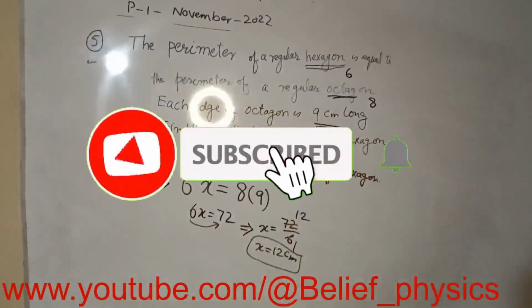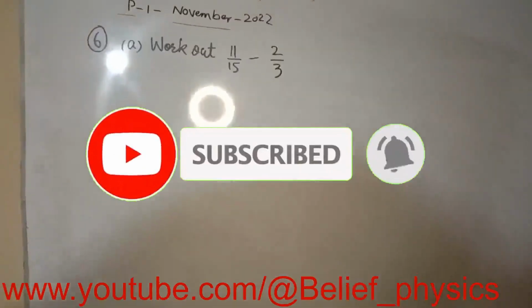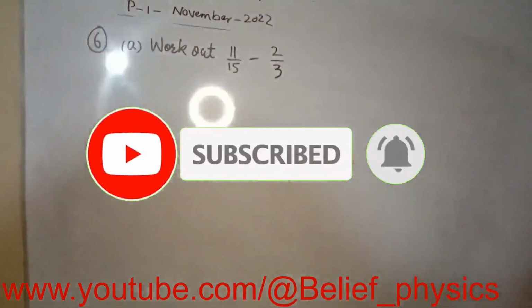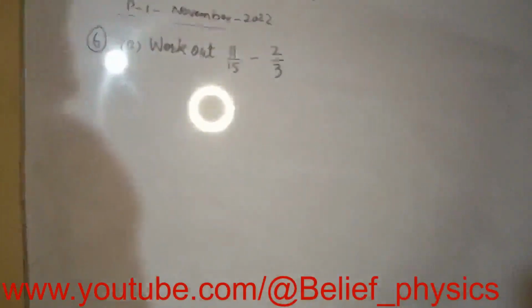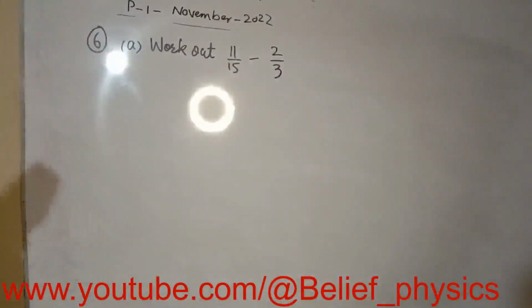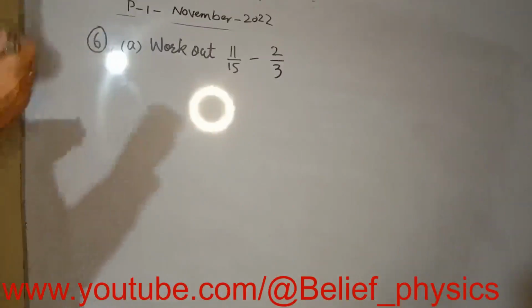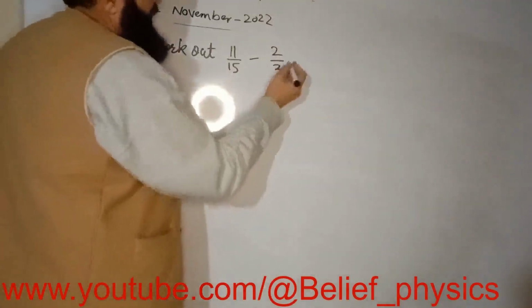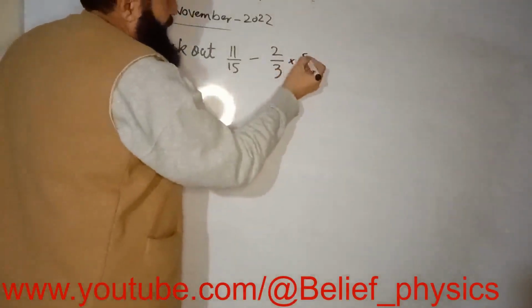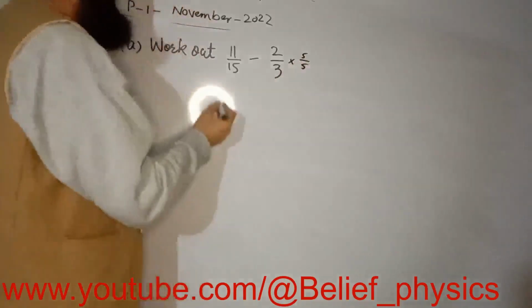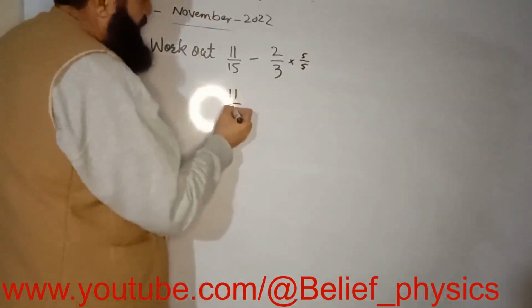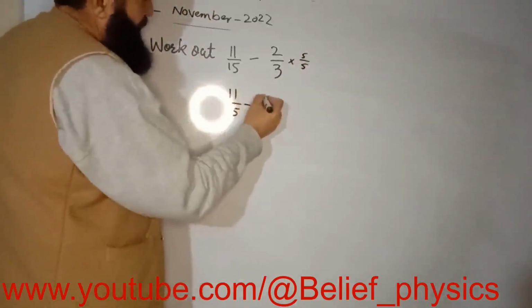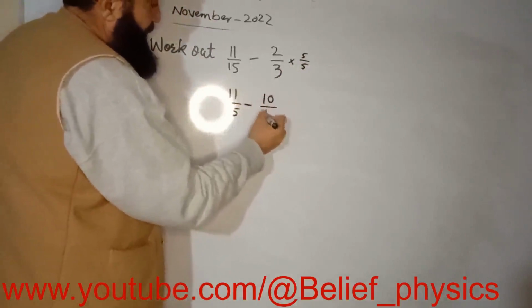Next is question number 6. Part A is work out 11 over 15 minus 2 over 3. So it is a subtraction of fractions. We will have to make the denominators equal. In order to make the denominator equal, we multiply this by 5 and divide by 5. So this will become 11 over 15 minus 10 over 15.